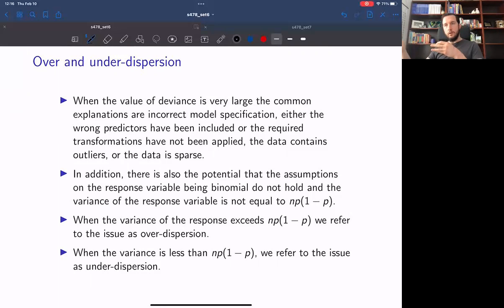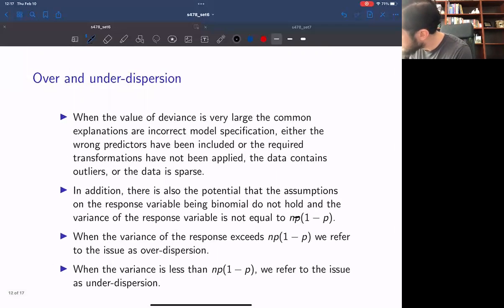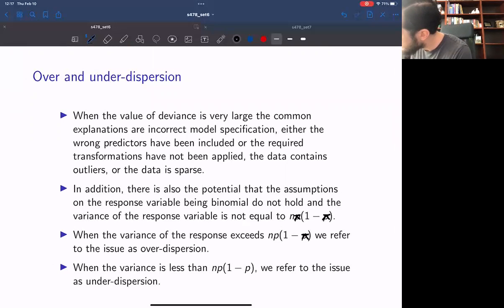When the deviance is larger than the degrees of freedom, this is evidence of what is called over dispersion. Over dispersion refers to the situation where the variance of the observed response variable exceeds its theoretical variance. So in the situations that we have been looking at, we have been using binomially distributed random values. These should all be pi's. We've been using pi, not p.